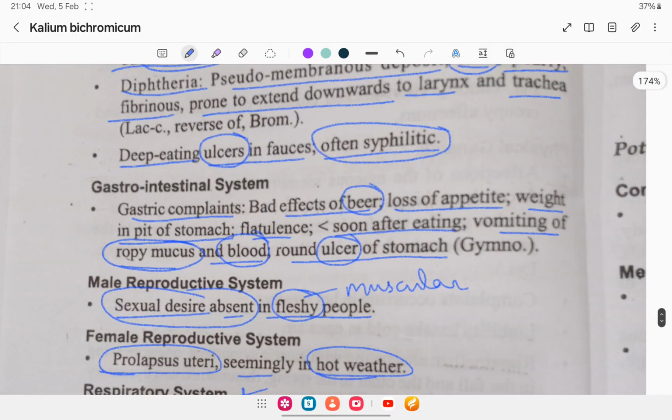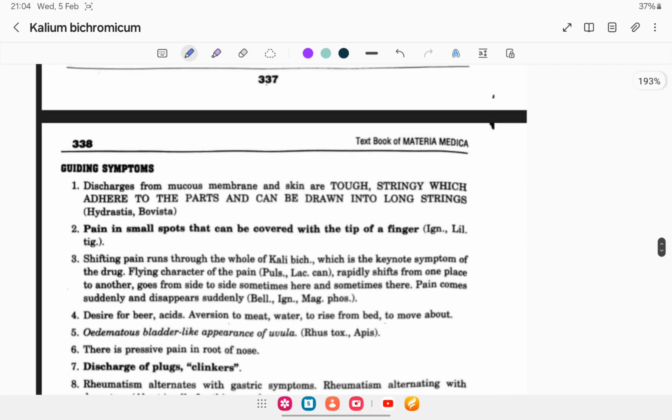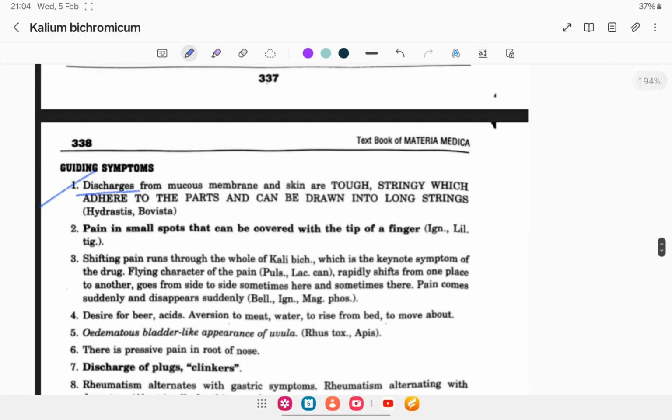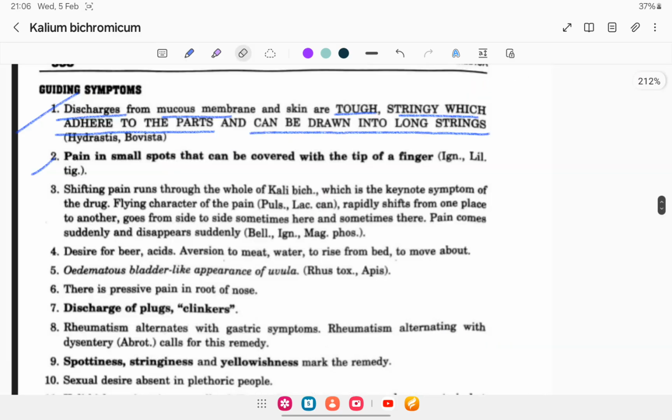So come to SK Dubey. About guiding symptoms, what is written? Number 1, discharges from mucous membrane, tough, stringy, which adhere to the parts and can be drawn into long strings: Hydrastis, Bovista. Number 2, pain in small spots. Pain in small spots that can be covered with the tip of a finger.